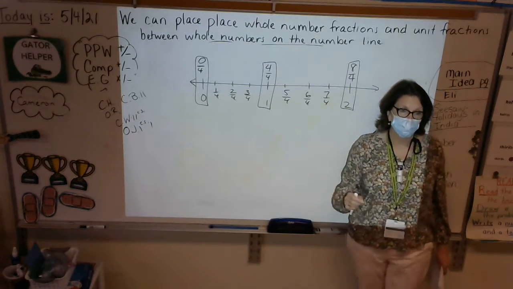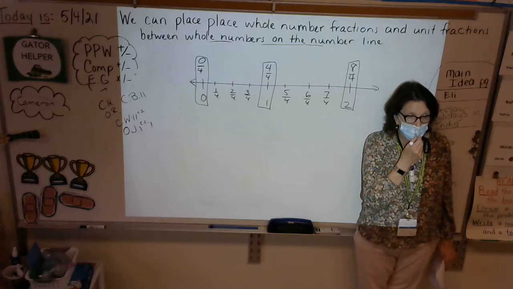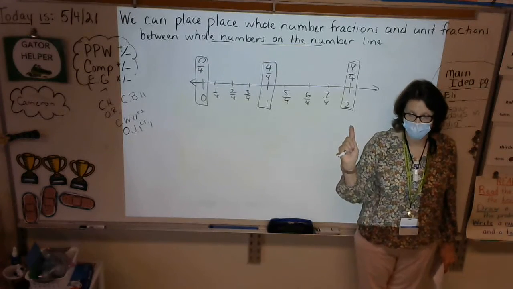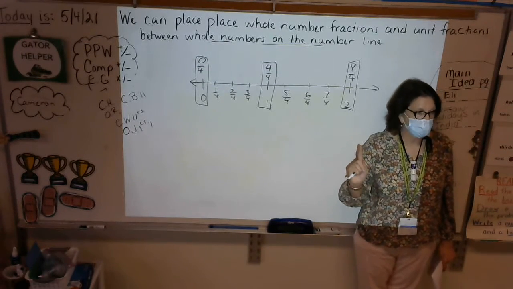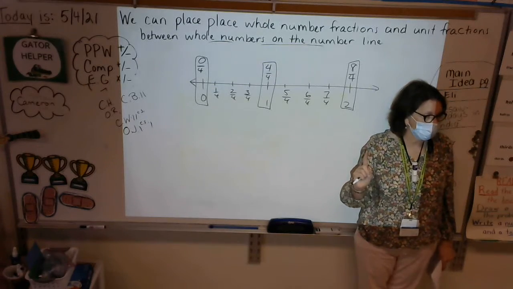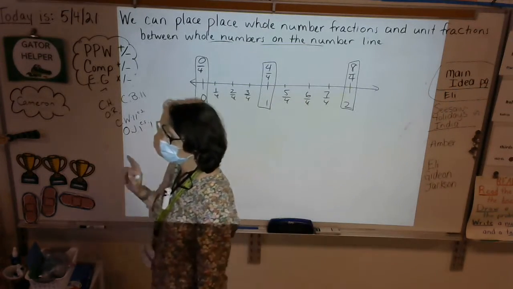4 fourths, 7 fourths, 6 fourths, 5 fourths, 4 fourths, 3 fourths, 2 fourths, 1 fourth, 0 fourths. Okay, here's a question for you. Reviewing fractions greater than one whole. Look at my number line and tell me a fraction on it that is greater than one whole.